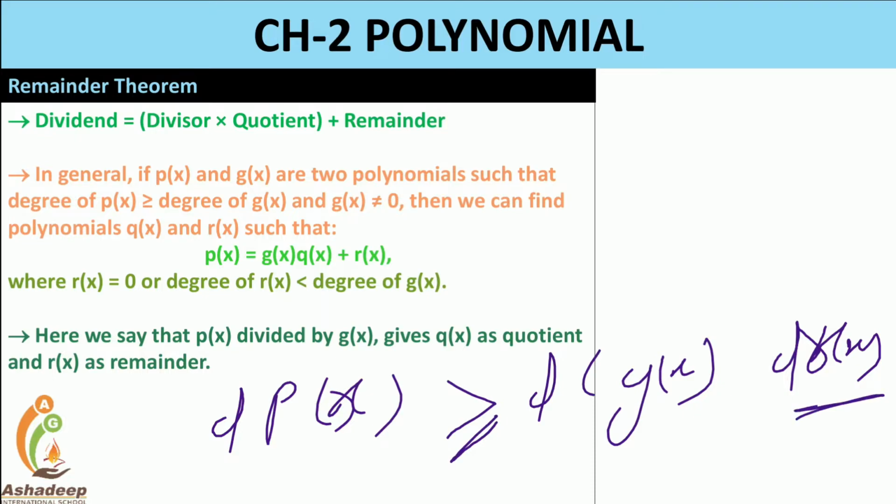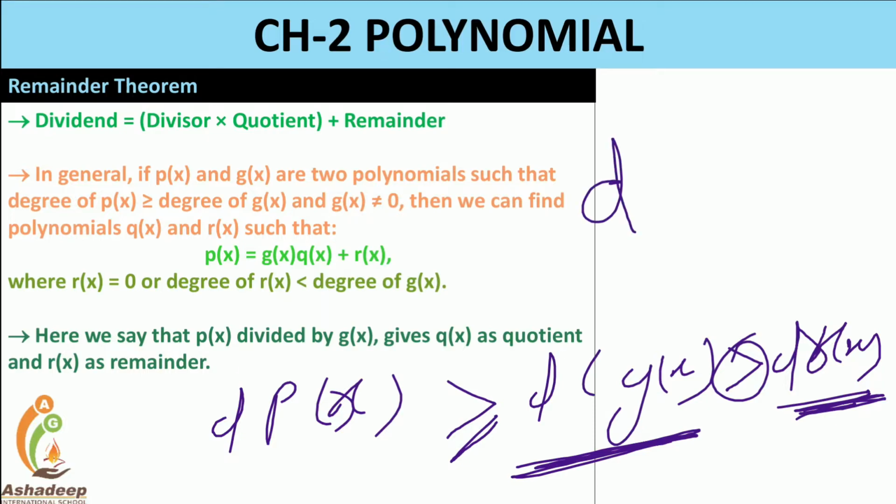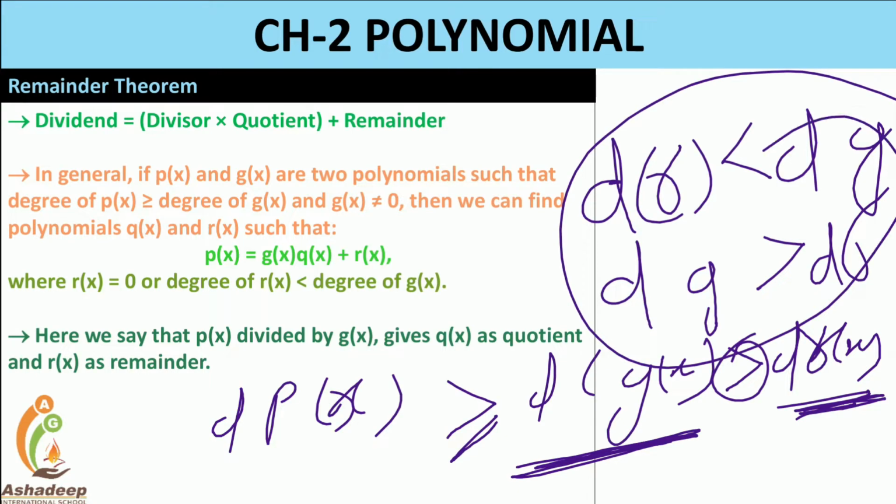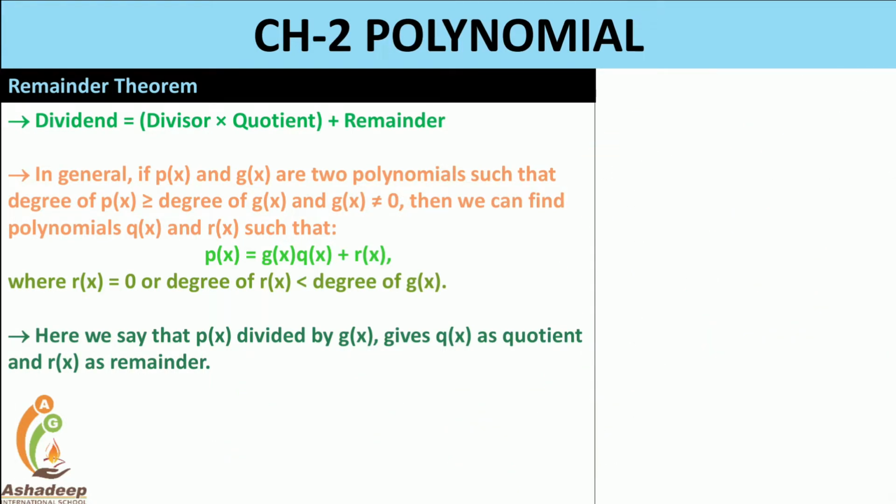But the degree of the remainder is always less than the degree of the divisor, or you can say the degree of g of x is always greater than the degree of the remainder. Both are the same thing; I just changed the sequence. Okay, so this thing is very much important.